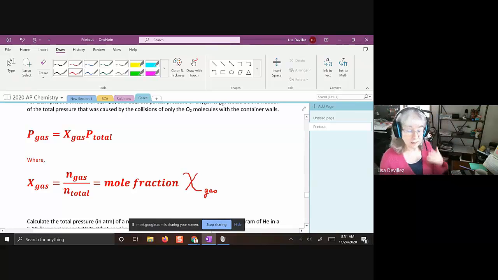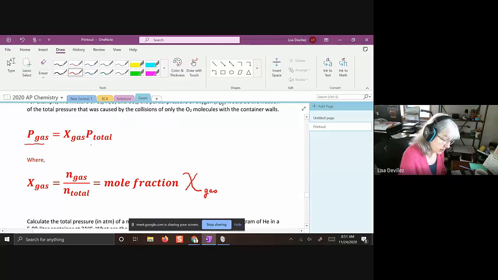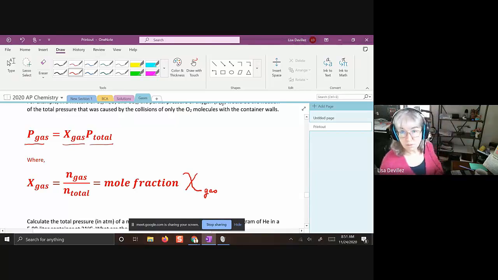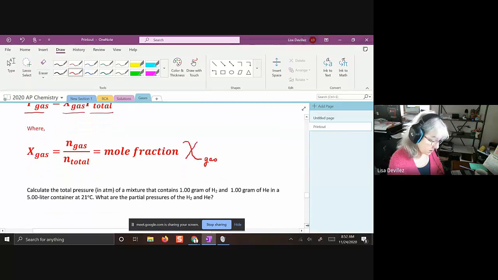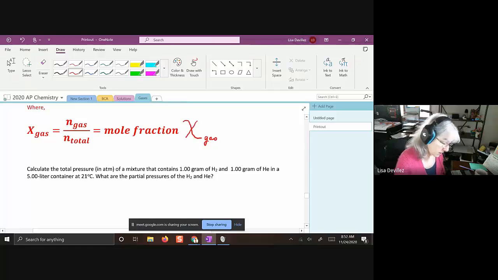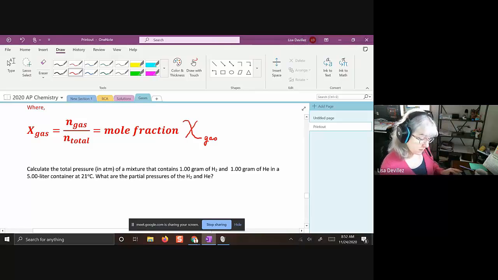And it's just essentially the fraction of moles of one specific gas. So it's the moles of that gas divided by the total. And so this is, again, like what we talked about before. So the partial pressure of a gas is going to be your total pressure times the fraction of the moles of that gas that are in the mixture. Okay, so looking at here, it has a gram of hydrogen and a gram of helium in a 5-liter container, and it wants to know what are the partial pressures.